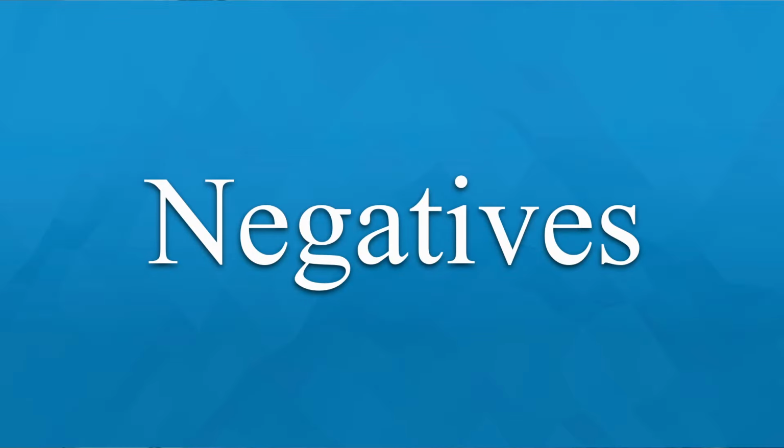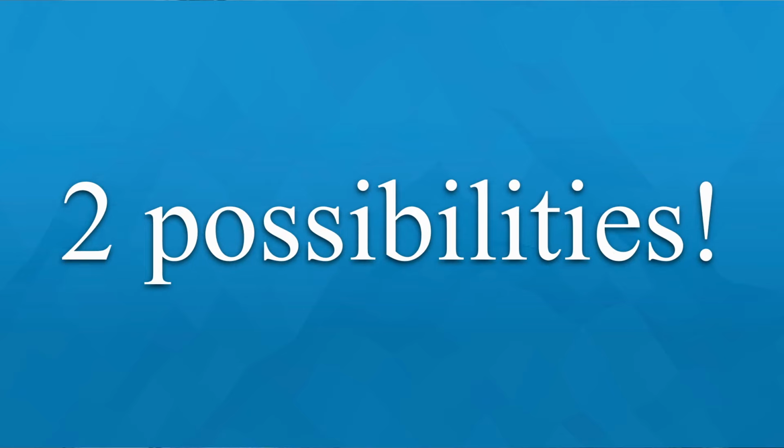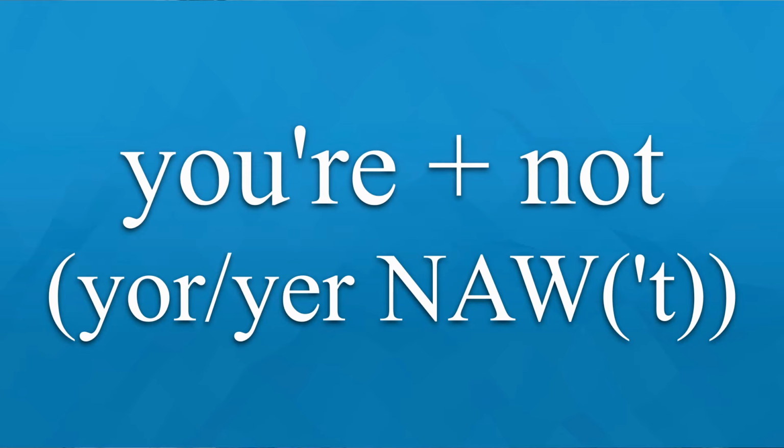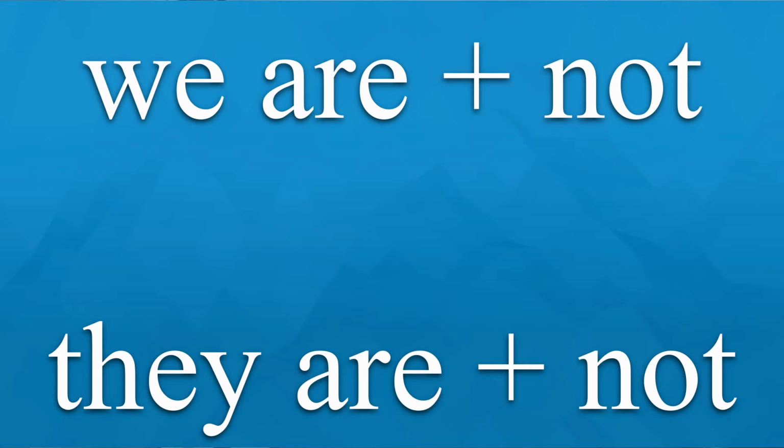Next, let's talk about the negatives. So when we have I'm and not, you just put not after it, that's all you can do. When we use you are, there's actually 2 possible contractions. You're not, you aren't. Now, which one should you use? It does not matter at all. As you can imagine, this will also apply to we are not and they are not.